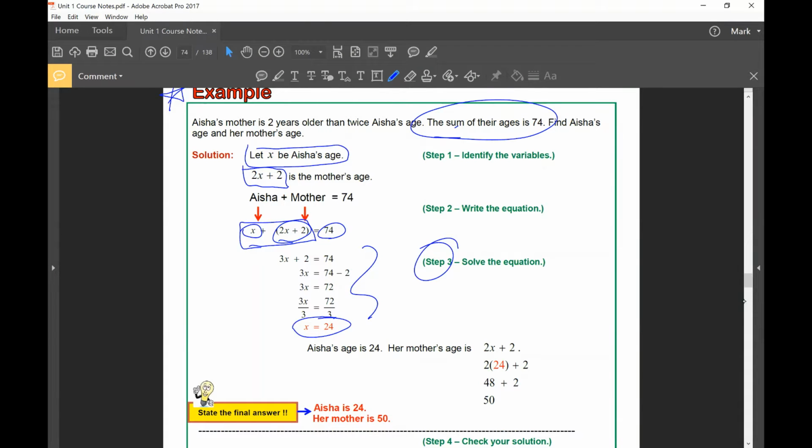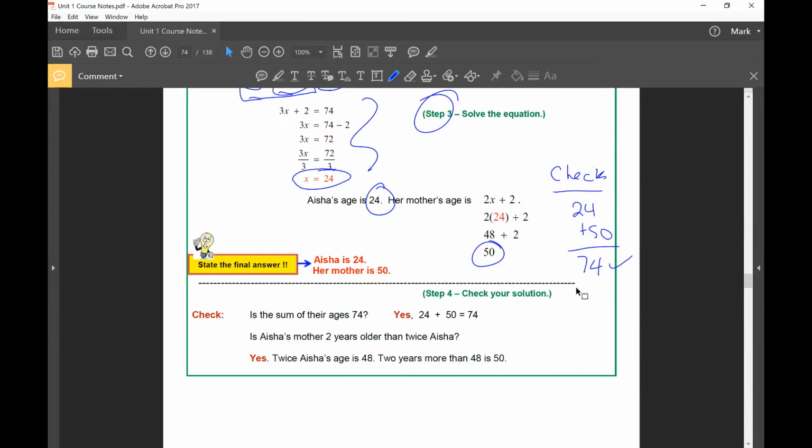The answer ends up being that Aisha is 24. Now, I didn't answer the question fully, because if she's 24, how old is her mother? Well, she's 2X plus 2. So 2 times 24 plus 2 is 50. And the best part about these questions is I can check this. Is 24 plus 50 equal to 74? And it certainly is.